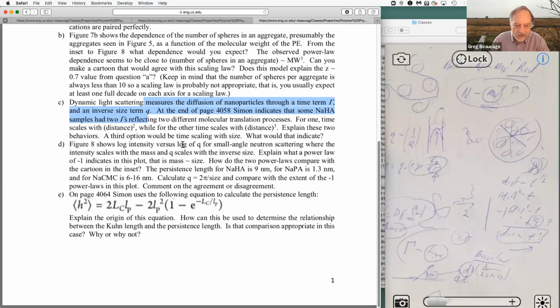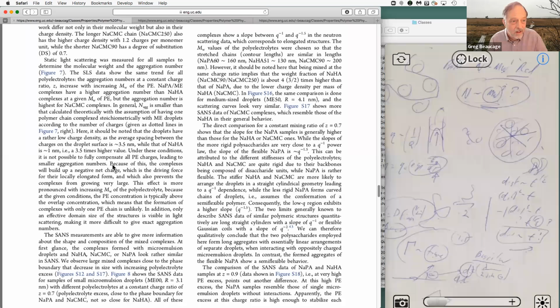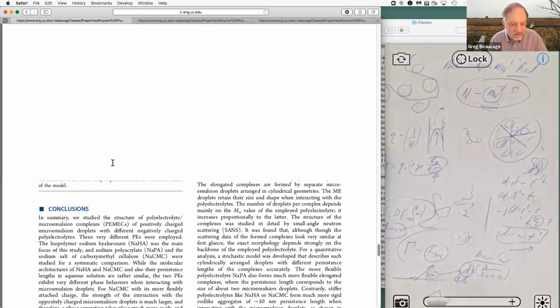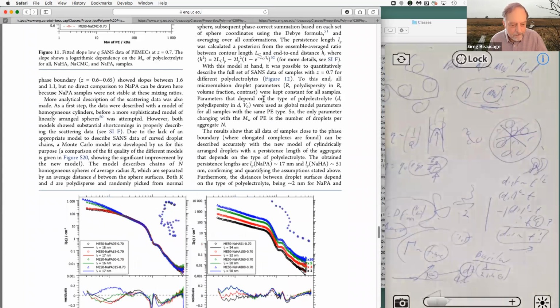And then this is the power law stuff, so just do that Q calculation. And then he gives this equation for the end-to-end distance for a persistent chain, and he uses that. This is on page 4064. It's at the end of this. He gives that equation right here.